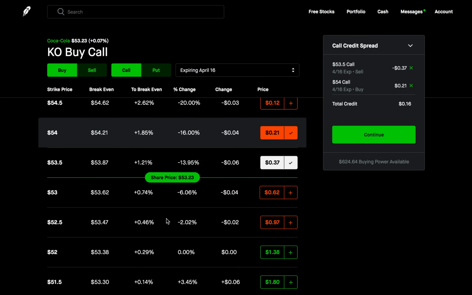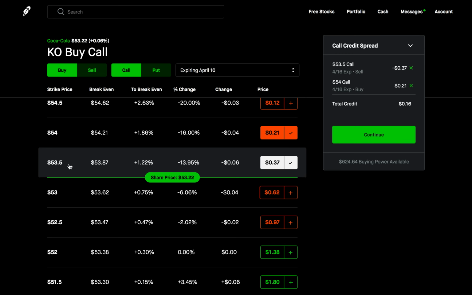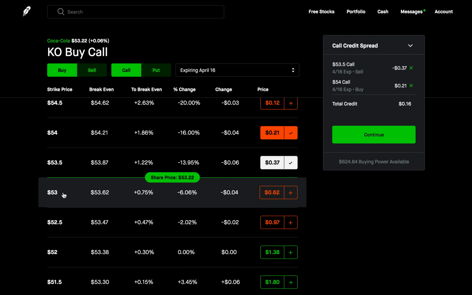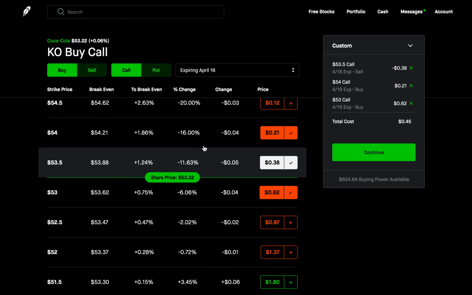Now we're going to buy our call down here with the strike price lower than the strike price of the calls that we're selling. So again, what price do I think the stock won't go under by expiration on April 16th? I don't think Coca-Cola will go under 53. That would be the strike price I choose. So I'm going to buy this call now, and I'm going to pay 62 cents per share, $62 for the contract. Okay, so now we have this set up, but remember, we need to sell 2 of these.